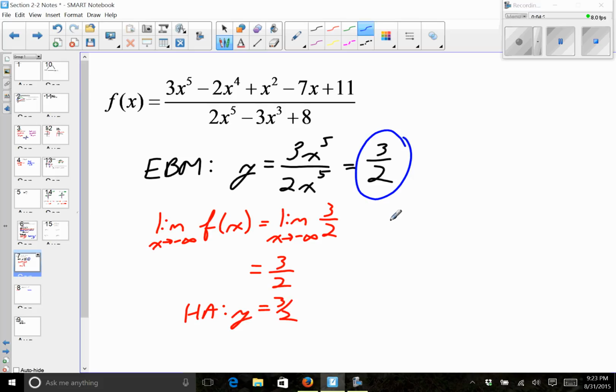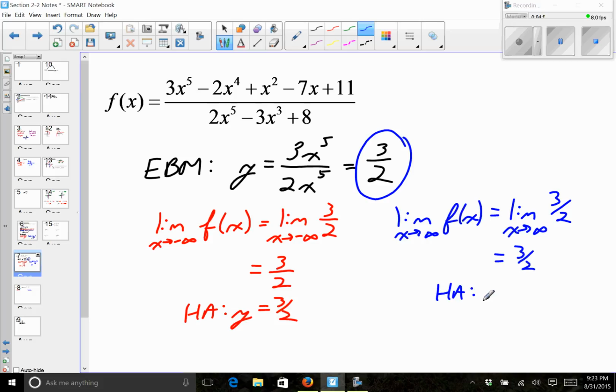And going to the right, the limit as x goes to positive infinity of f of x, I can use the limit as x goes to positive infinity of my end behavior model, which will just be 3 halves. And so there is a horizontal asymptote to the right of y equals 3 halves also.